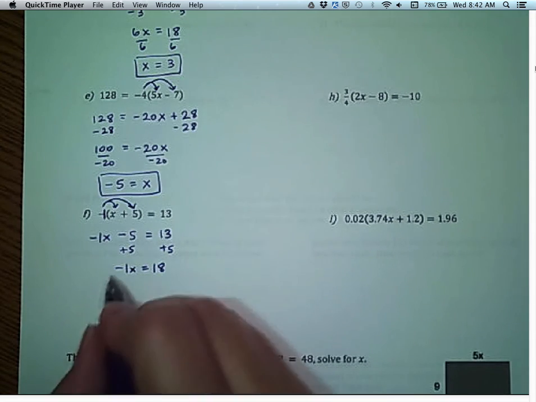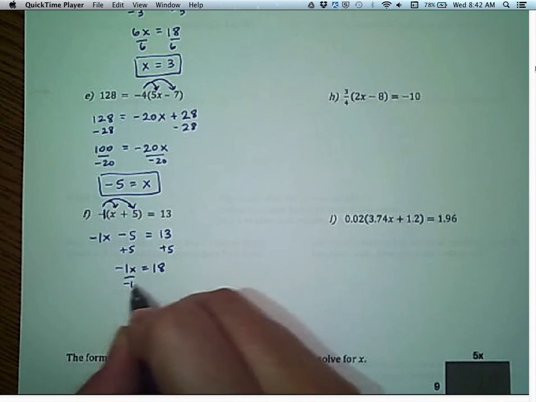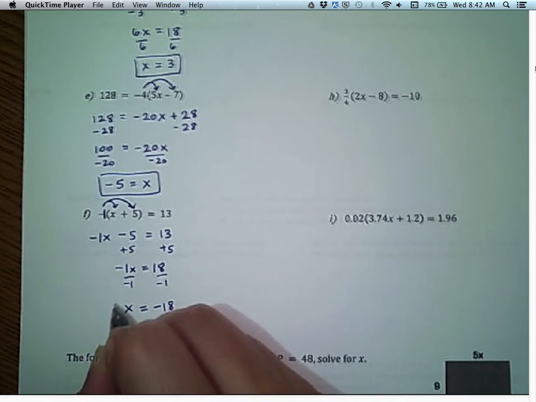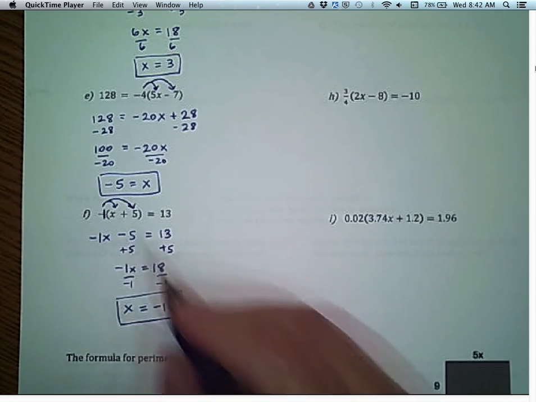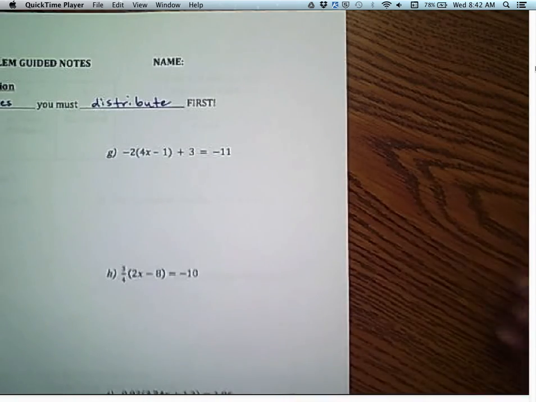And now I need to divide both sides by negative 1, or what this basically means is just change the sign of both sides. So this becomes x equals negative 18. Again, we could take these numbers, plug them back into the original problem, and make sure that they work. All right, the next set of problems get a little bit trickier, but not too much.